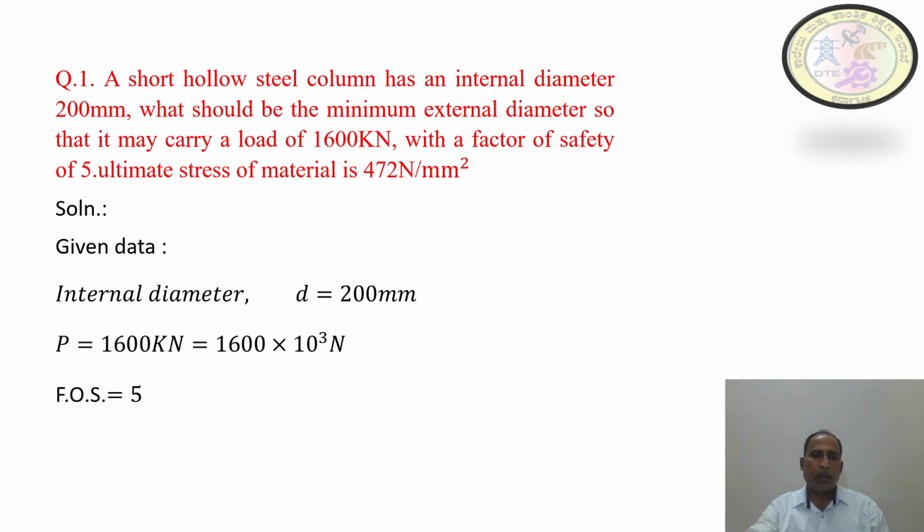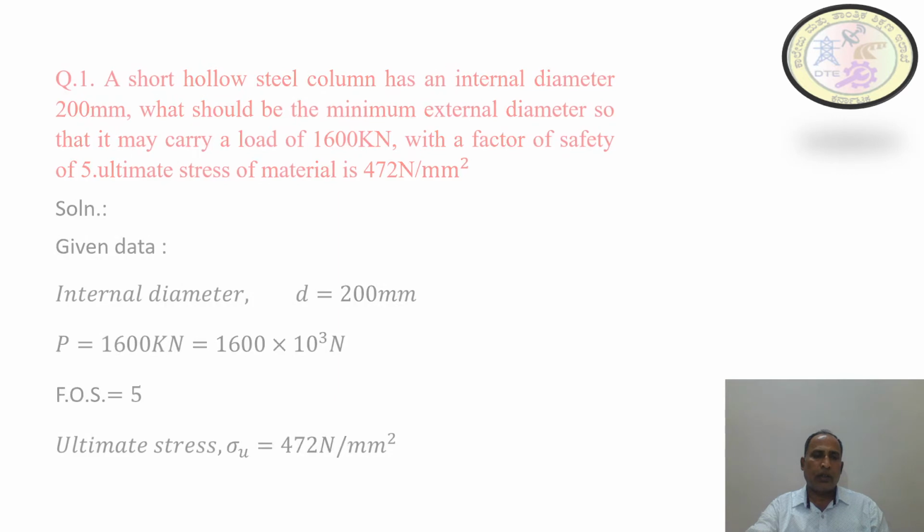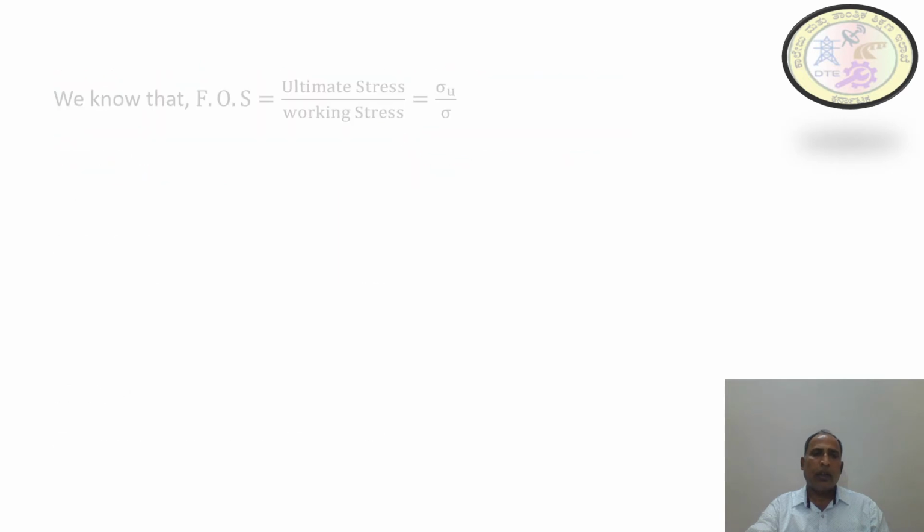It is the ratio of ultimate stress to the working stress. Ultimate stress is also given: sigma u is equal to 472 Newton per mm square. So this cannot be used directly for calculating the cross-sectional area. Therefore, it is required to calculate the safe stress.